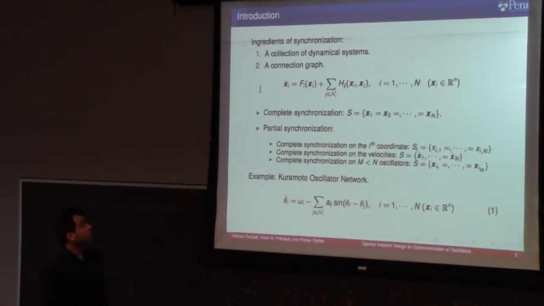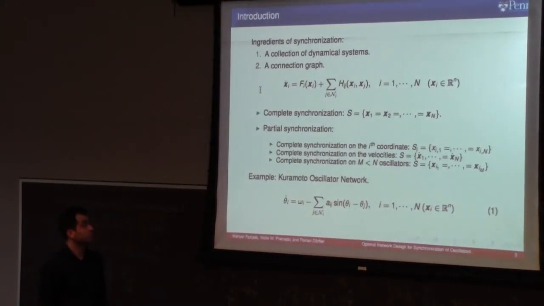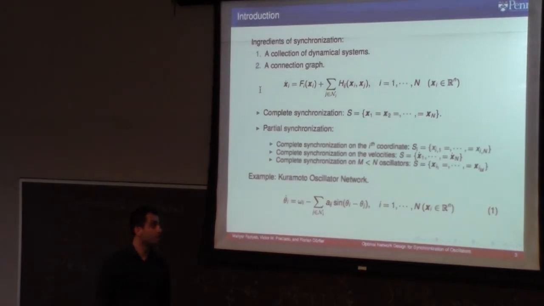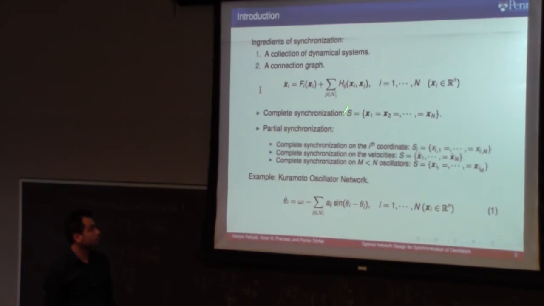So what are the ingredients of network synchronization? As the name implies, we have a collection of dynamical systems. Their trajectories are evolving independently over time. But if we allow them to interact over a communication graph, an interaction graph, then we get a coupled network of dynamical systems as described here.